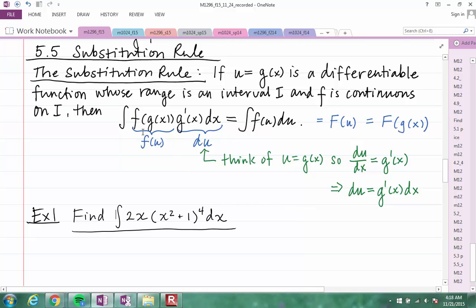So that's what it is, and we'll see how to use it, and I'm going to tell you some more things about it after this example. So right now we're just going to use it.